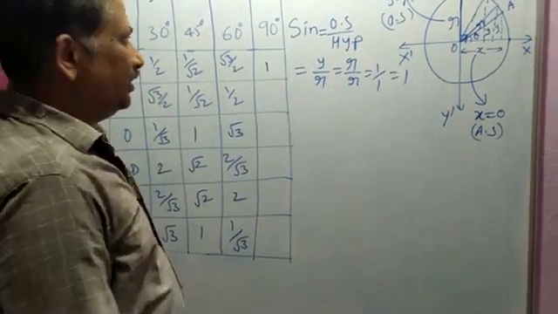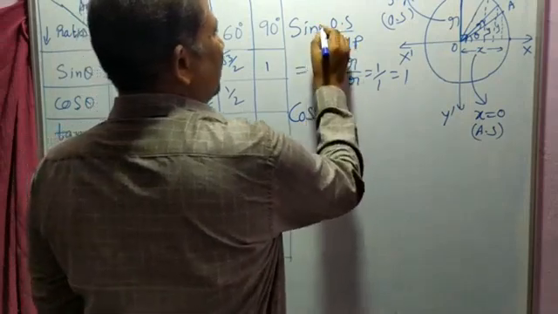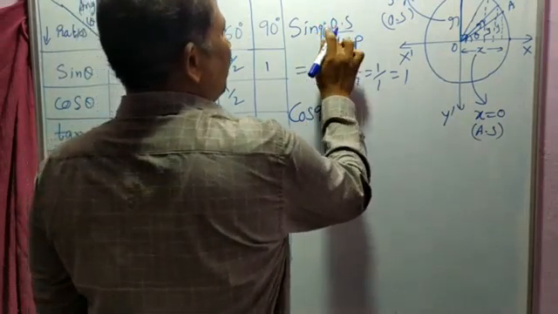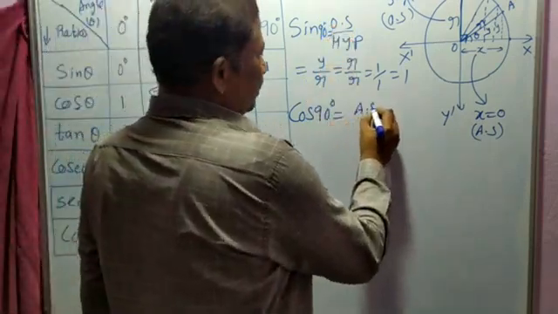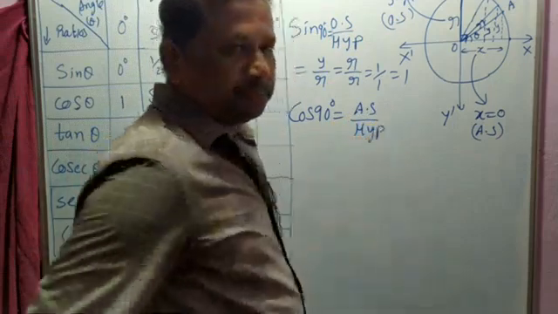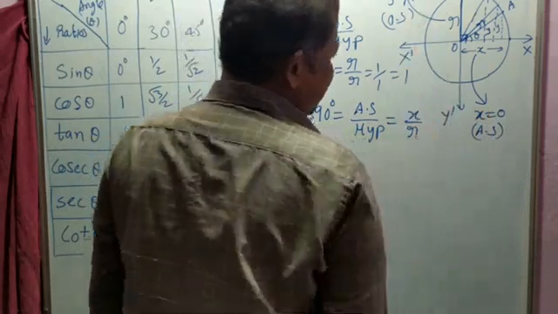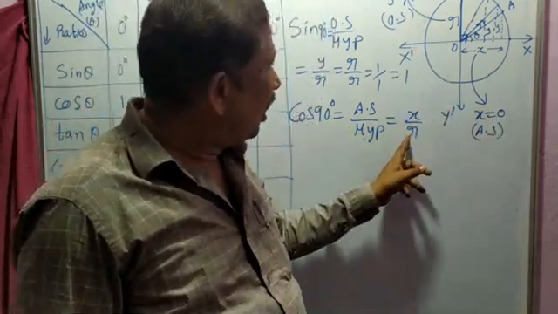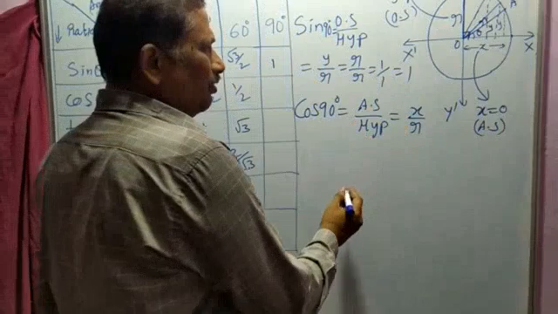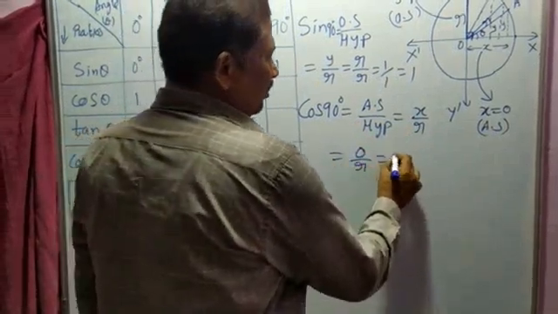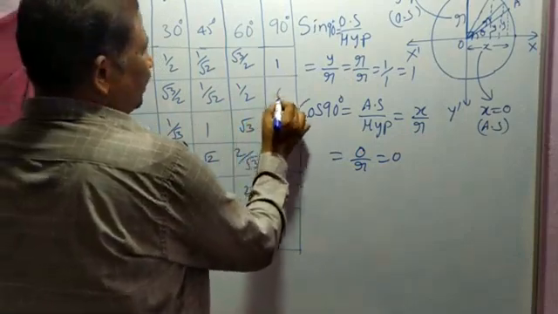Next, cos 90 degrees. Sine 90 degrees was opposite side by hypotenuse; cos 90 degrees is adjacent side by hypotenuse. Adjacent side means x, and hypotenuse means r. Here x becomes 0 and the hypotenuse is r only. So 0 by anything is 0. So cos 90 degrees is 0.